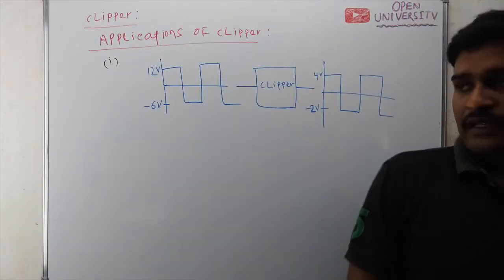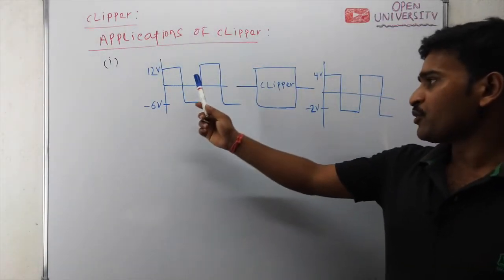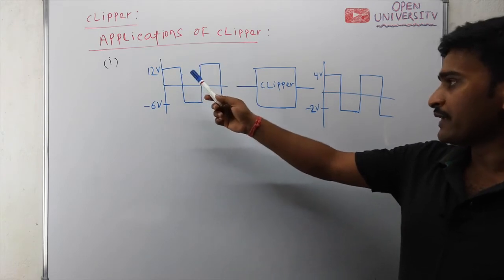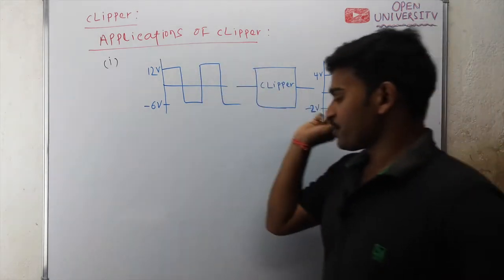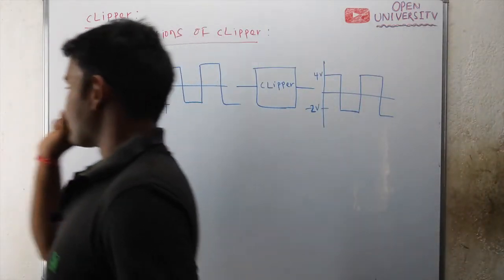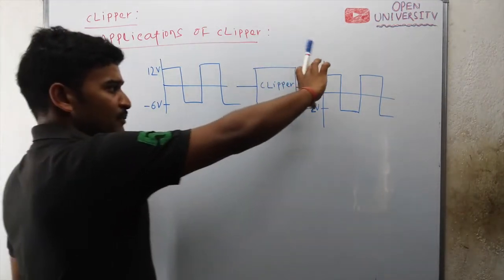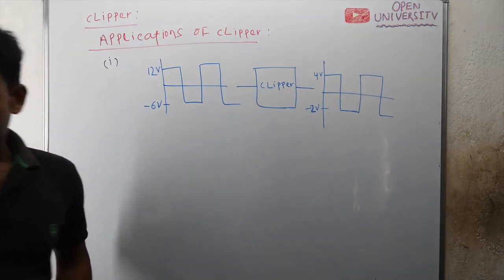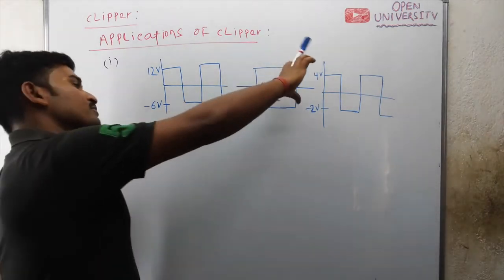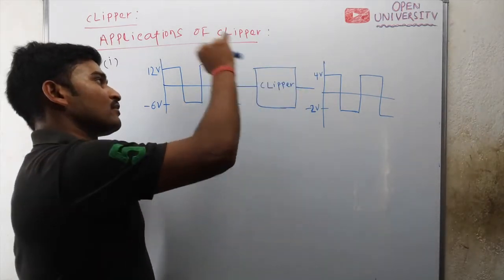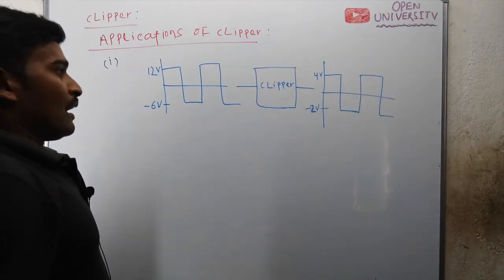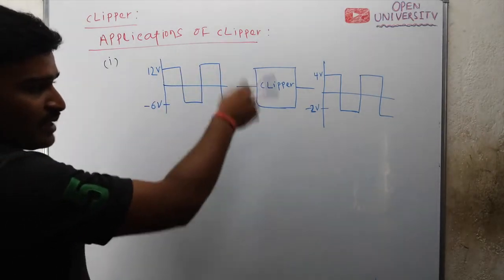So a clipper can limit the amplitude of a signal. Hence it is called an amplitude limiter. It is limiting the amplitude of the signal. It is reducing the amplitude of the signal. Hence it is called an amplitude limiter. So this is one of the applications of a clipper.